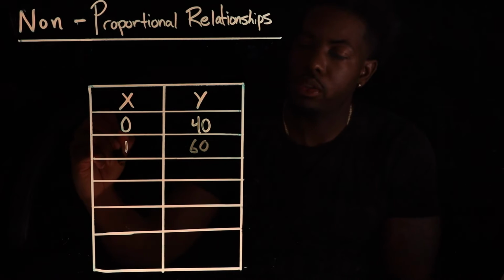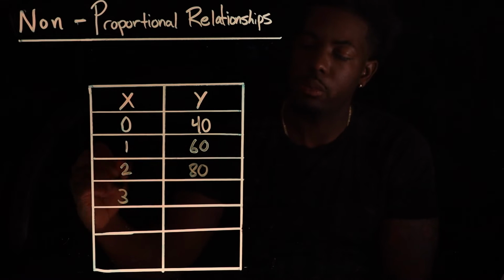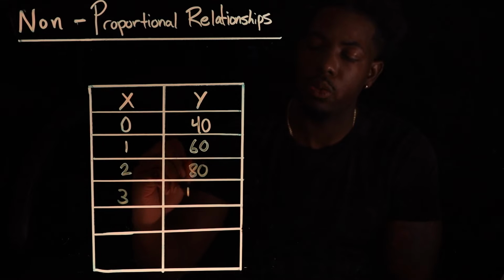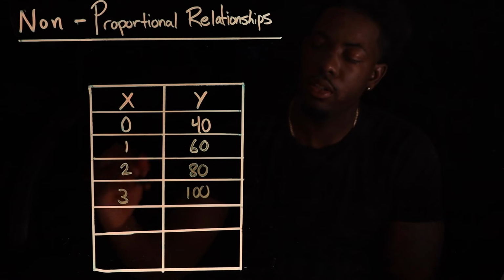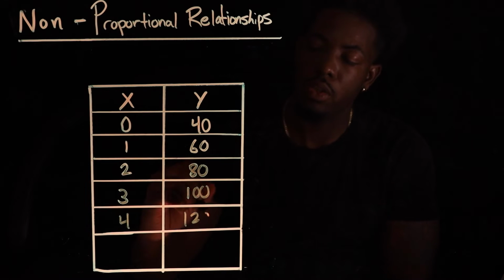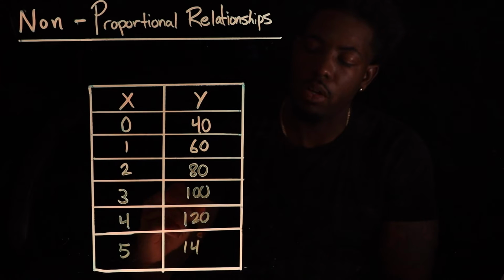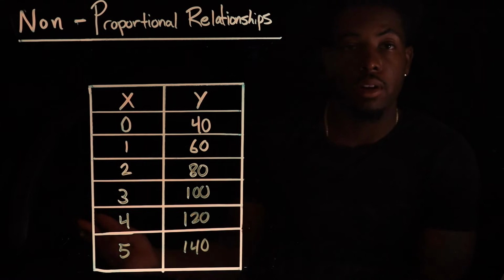At 2 hours, he makes 20 more. 60 plus 20 is 80. At 3 hours, he makes 20 more. 80 plus 20 is 100. At 4 hours, 20 more, which is 120. 5 hours, 20 more, which is going to be 140, and that's where we'll stop for now.